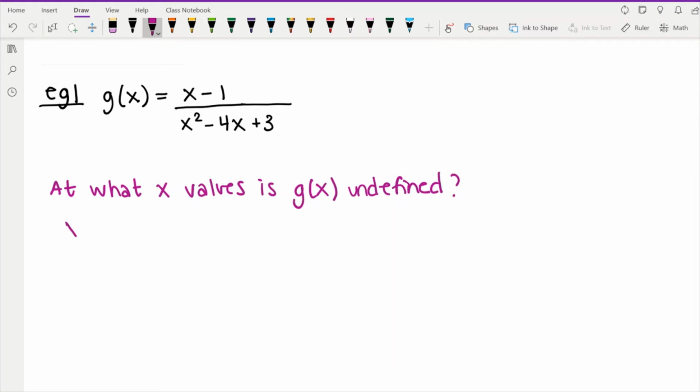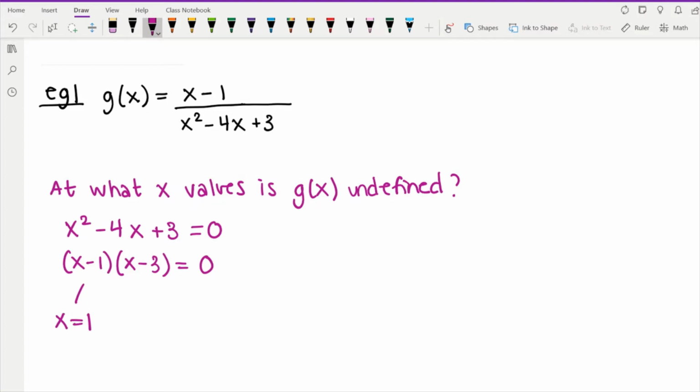So same idea. It's actually the exact same denominator, right? X squared minus 4x plus 3 is equal to 0. So we already know that factors as x minus 1 and x minus 3. And so again, that tells us that the two places where the function is undefined is that x is equal to 1 and x is equal to 3. So same two values where the function is undefined, exactly the same as the last one.